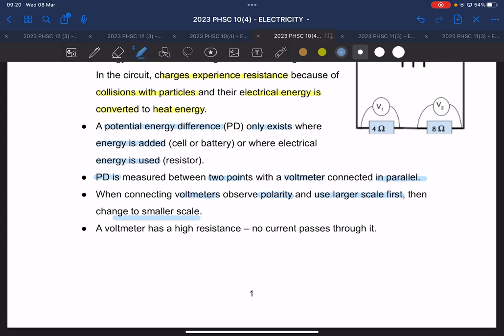Alright, and then I want you to see on here, there's 3 scales: on this side 3, 15, and 10. So it depends where you put this in, what its maximum is. Now it says there, when you use a voltmeter, always start with the bigger scale, 15 volts, and then move to a smaller scale. Okay, now why is that?